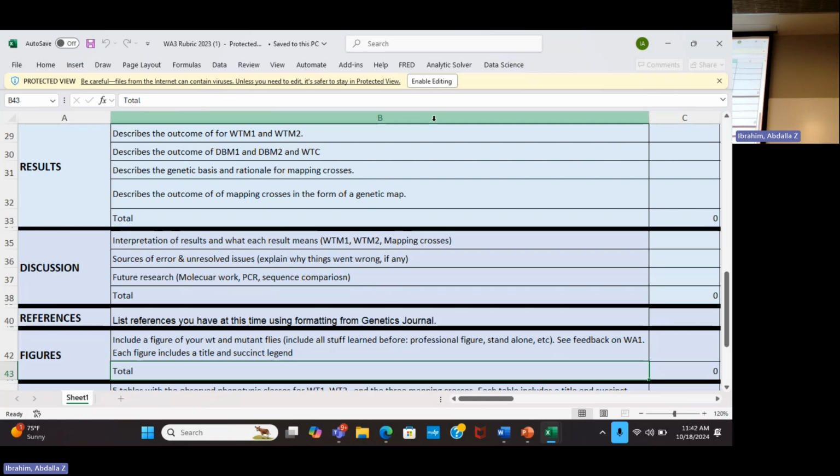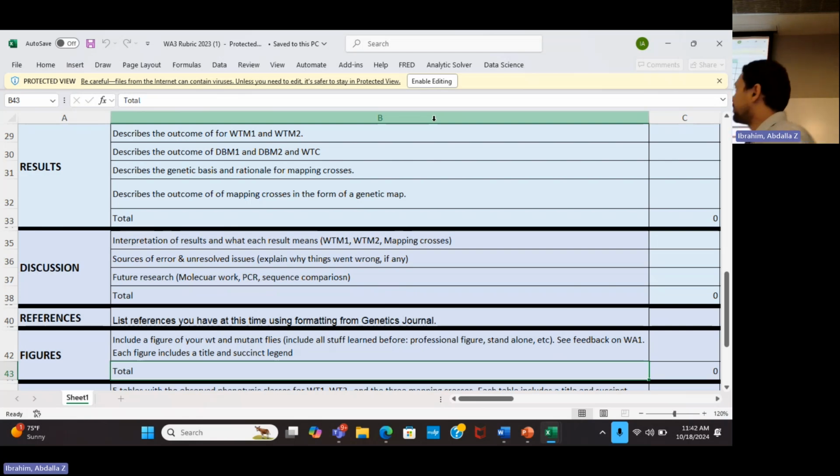You have references, and we're using the Genetics journal reference style, which is similar to APA. So you have the author names, then the year, and the title of the publication, and then the journal, like page, volume, and issue.